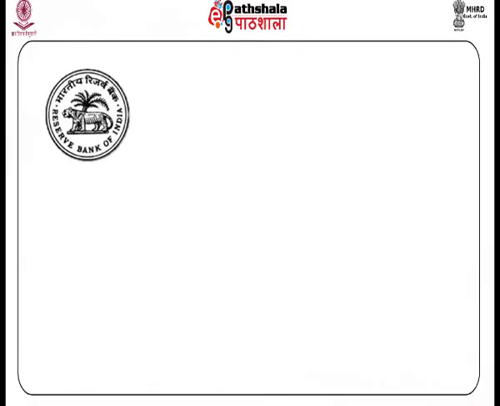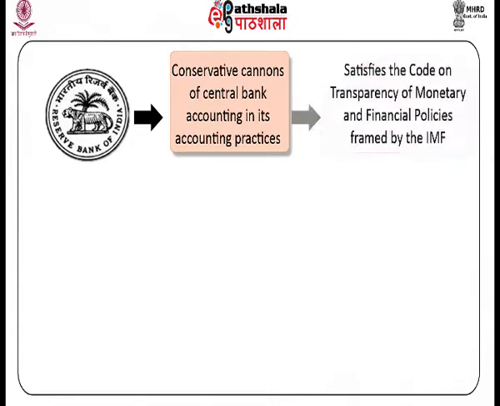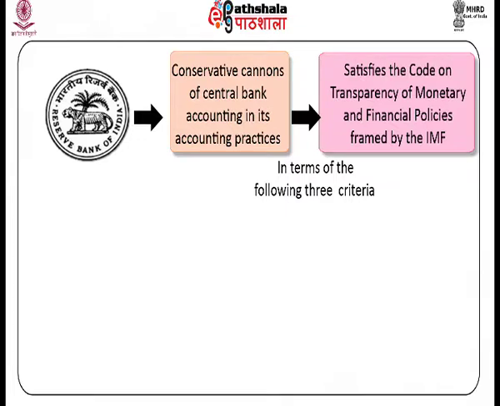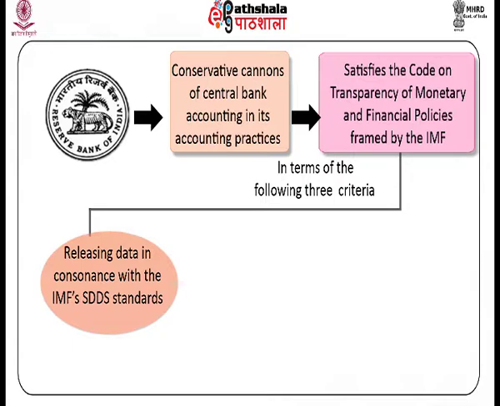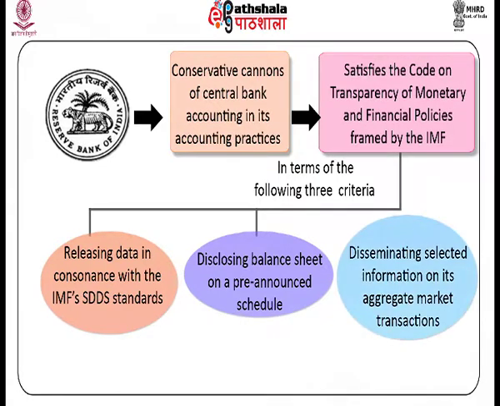The Reserve Bank has traditionally followed the most conservative canons of central bank accounting in its accounting practices. The Reserve Bank satisfies, by and large, the Code on Transparency of Monetary and Financial Policies framed by the International Monetary Fund in terms of the following three criteria, viz. releasing data in consonance with the IMF's SDDS standards, disclosing balance sheet on a pre-announced schedule, and, after a predetermined interval, disseminating selected information on its aggregate market transactions.